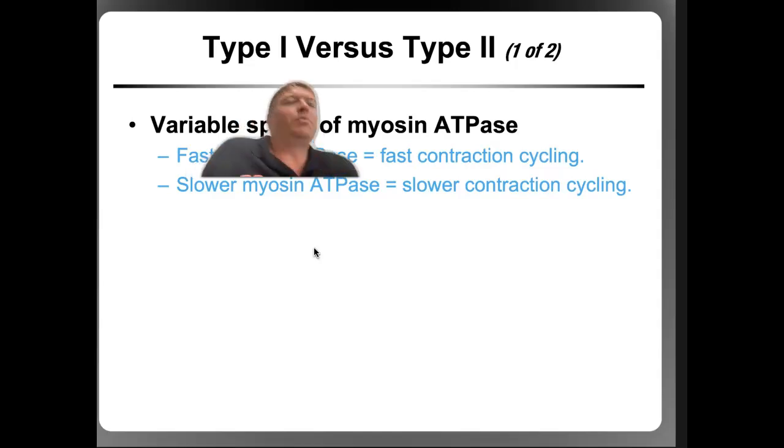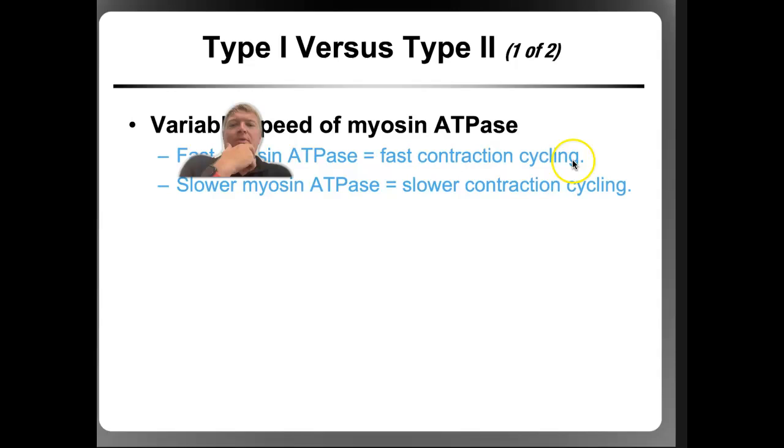So the variable speed that they talked about there, it said like one was 110, one was 50 milliseconds. So the variable speed of the myosin is the ATPase. That's a chemistry term there. So the fast ones are the fast muscle cycling, and the slower ones are the slower contracting.